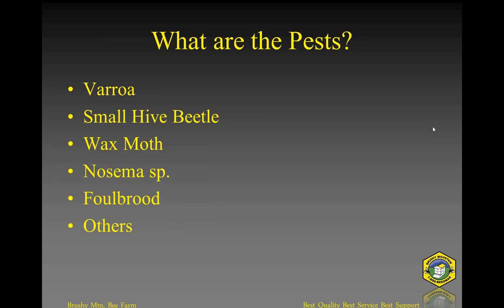So we've got Nosema species, both Nosema apis and Nosema ceranae, and foul brood, as well as some others. And the ones that we're going to focus on here this evening are the Varroa, hive beetle and wax moth, and we'll talk about some of the others as we continue along.